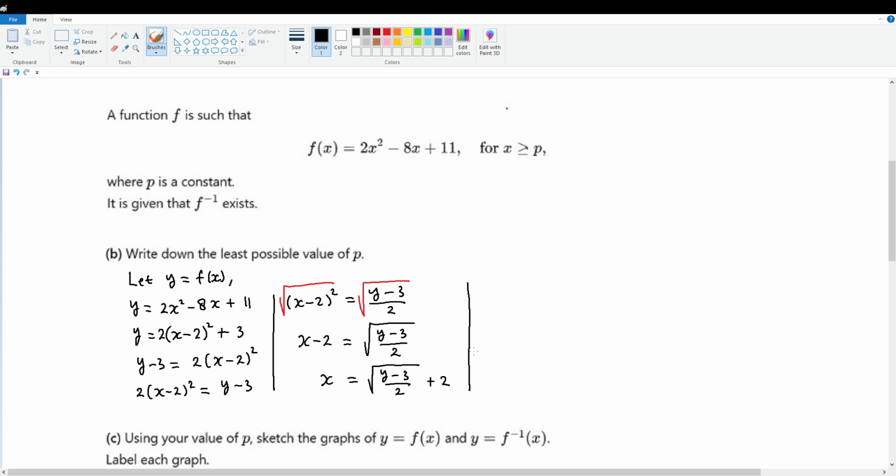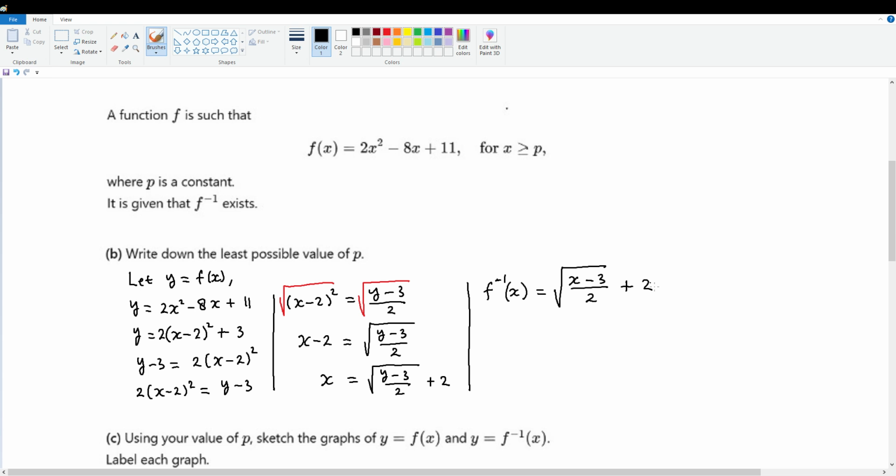Okay, after that, we can say that x is our inverse for f(x). We can denote the symbol of the inverse as f inverse of x, and then it is equal to, with y becoming x, with the domain for the inverse, the square root of (x minus 3) over 2, plus 2.